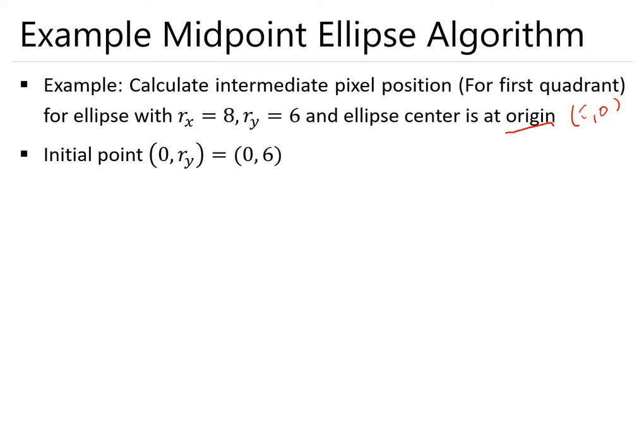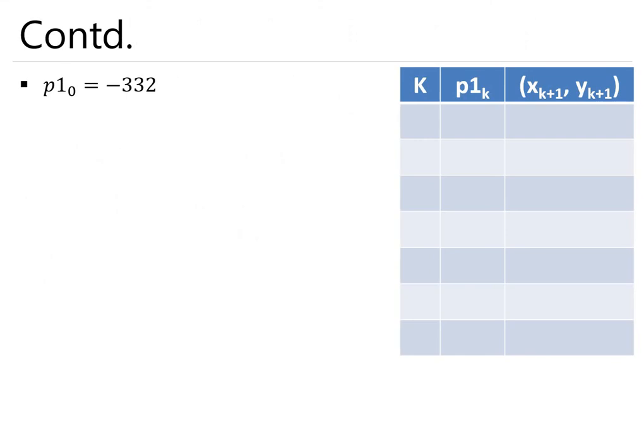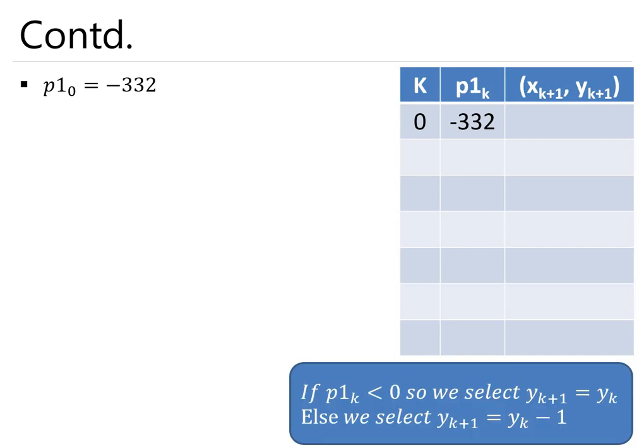We will start from the top on the y-axis and we will calculate p10. The formula is already given, and using this given formula we can find out that p10 is equal to minus 332, which is less than 0. So in the first iteration, in the 0th iteration, the decision parameter is minus 332. So we know that it is less than 0.